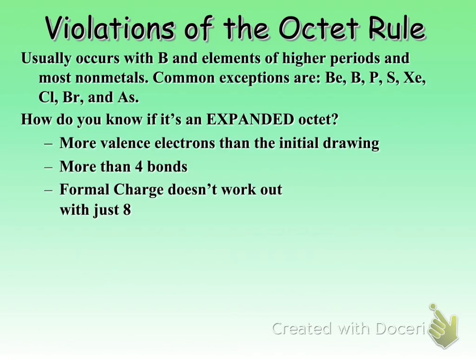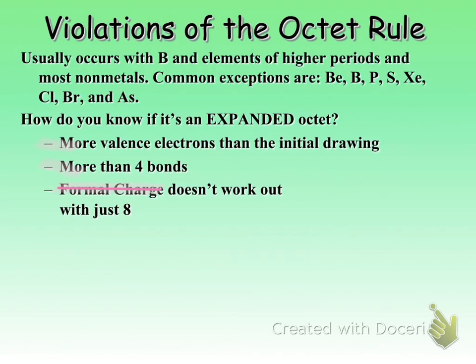First of all, there are more valence electrons than the initial drawing. Second of all, there are more than 4 bonds to any one atom. And third of all, formal charge doesn't work out with just 8 valence electrons. Formal charge, oh, that's a new term right there. And I'll tell you what, we are going to focus on this term, formal charge. We'll focus on that term tomorrow in class.